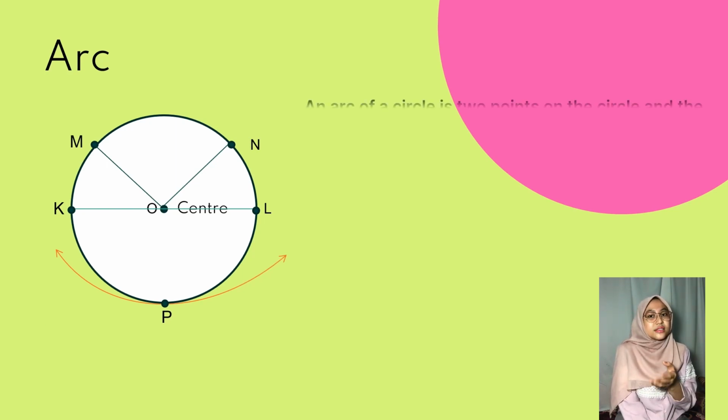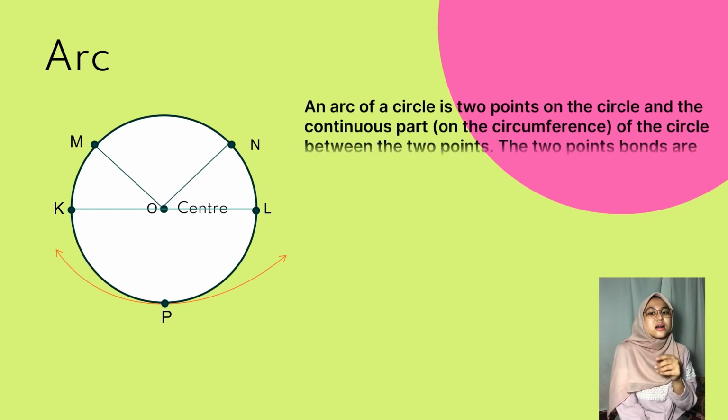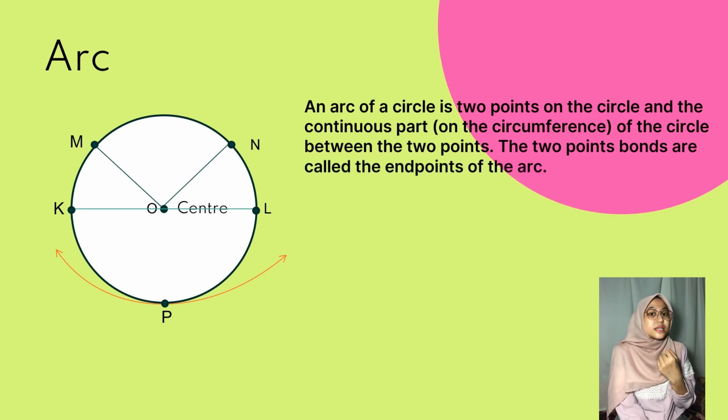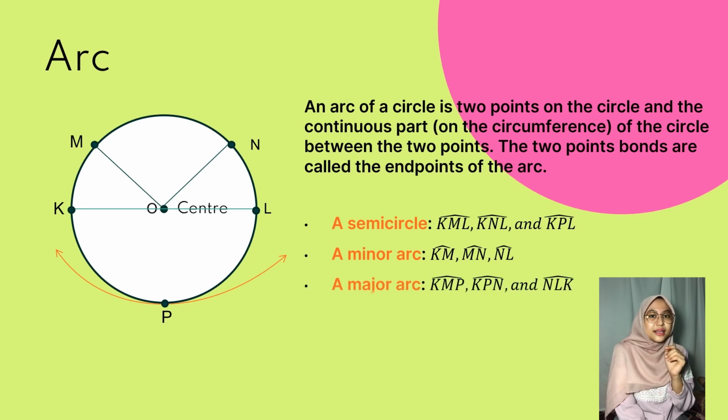Next, arch. An arch of a circle is 2 points on the circle and the continuous part, or the circumference of the circle between the 2 points. The 2 points are called the endpoints of the arch. From the circle, we can find semicircles which are KML, KNL, and KPL. Also minor arches, which are KM, MN, and NL, and the last is major arches, which are KMP, KPN, and NLK.